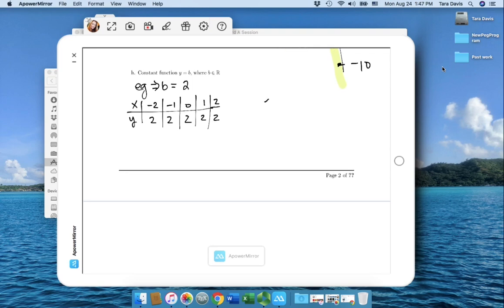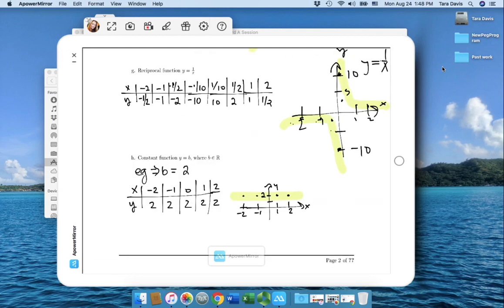Okay, so then when I go to graph it, I have that no matter what x equals, y equals 2. And so basically what this looks like is a horizontal line at y equals b. So if b was a different number, then the horizontal line would just be in a different place. Okay, so this is a big review of graphing by plotting points.